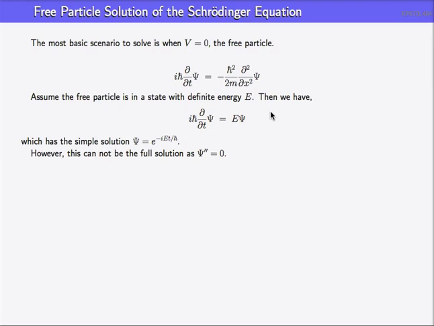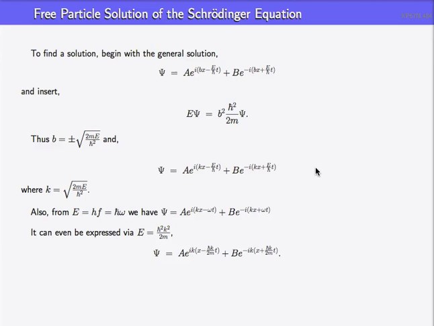This particular equation, as written here, has the simple solution e to the minus iEt over h bar. However, we know this is not the full solution because we have the right-hand side of the equation. If we just take the second derivative, we see that vanishes because this is independent of x. So we want to construct the full solution, including the spatial dependence. It's not hard to do. You just have to look at that equation and inspect it. But let's try the following form.